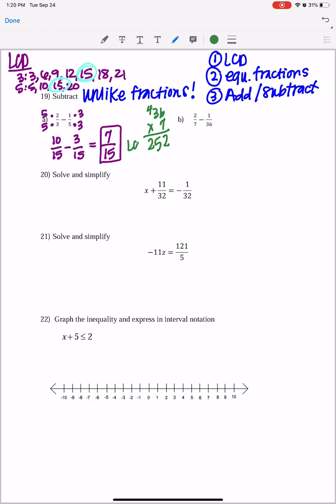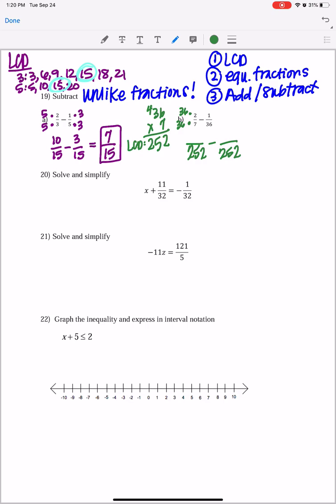This is what my LCD is going to be. So you get 252 as the denominator. So we've got to figure out what we're multiplying together to get those. To go from 7 to 252, what did I multiply by? 36. So if I multiply the bottom by 36, I also need to multiply the top by 36.